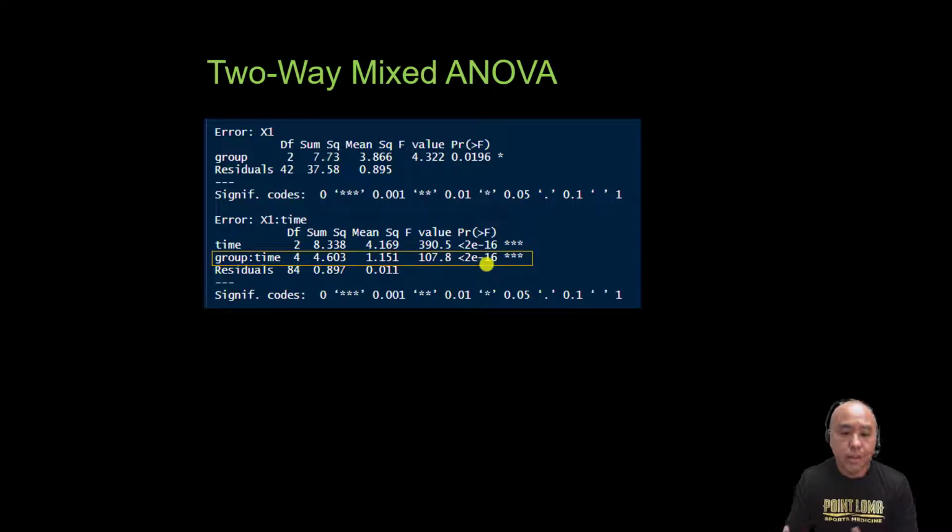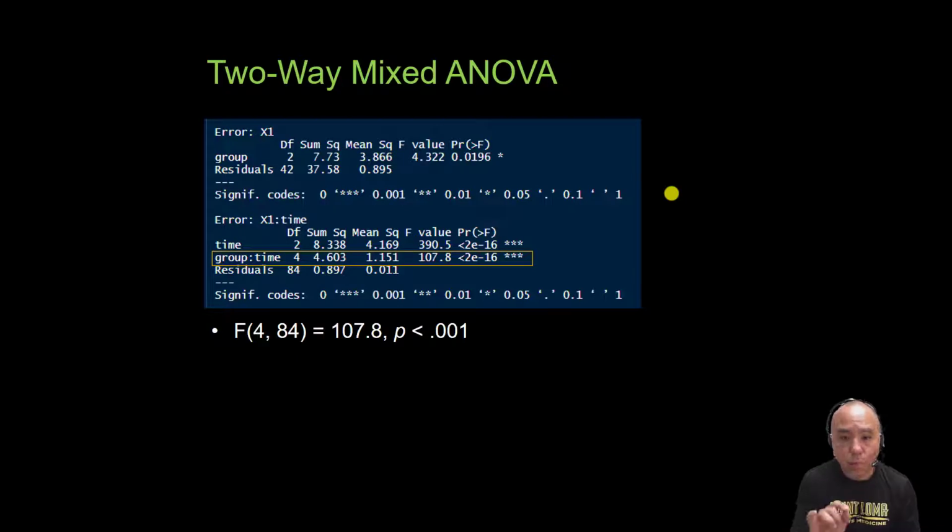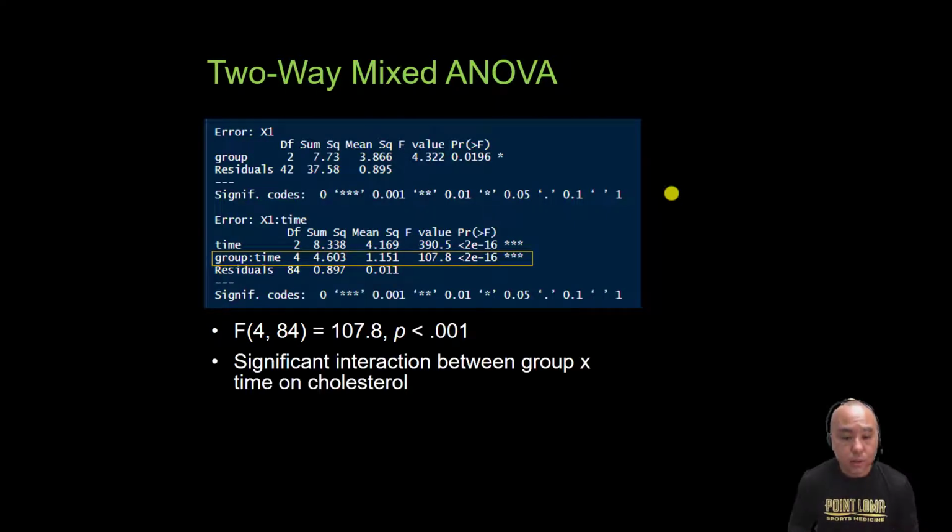In other words, there is a less than 0.1% probability of getting an F statistic of 107.8 given that the null hypothesis was true in the population. In other words, if there was no interaction between training group and time, the probability of getting an F statistic of 107.8, remember an F statistic is the ratio between true variance and error variance, and the probability of getting that ratio is less than 0.1%. So we have enough evidence to reject the null hypothesis and conclude that there is a significant interaction between group and time on cholesterol.